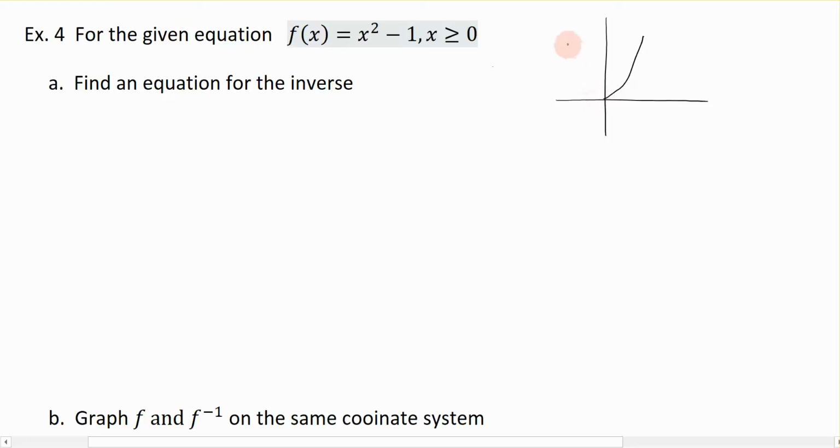So if I have x values less than 0, then I'm just going to ignore them and erase it. And if I only look at this portion of the graph, you can see that that would then pass the horizontal line test. So that's what a restriction does for us on a function that may not start out to be one-to-one. So let's find then what is the inverse of this function.